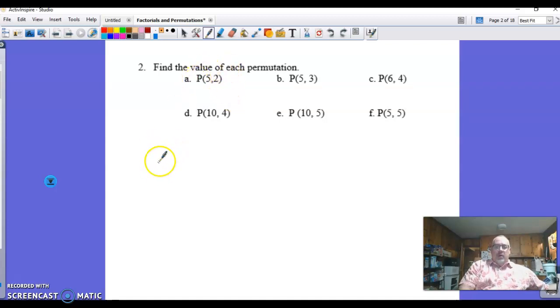All right, so I'm going to do it down here. Remember P(5,2), or what would be 5P2. You can do it a couple of different ways. This is just find the value of each one. So actually, we can go to the calculator.